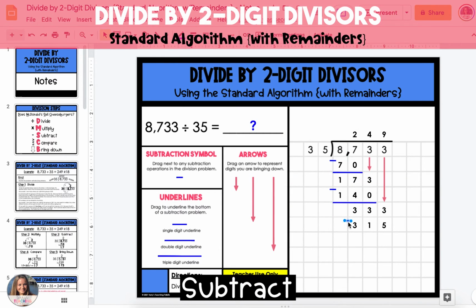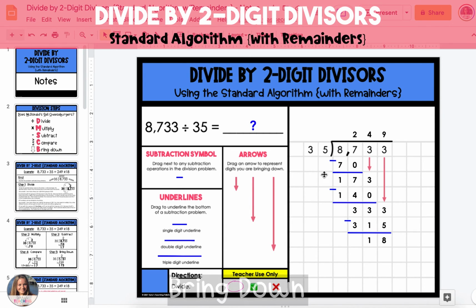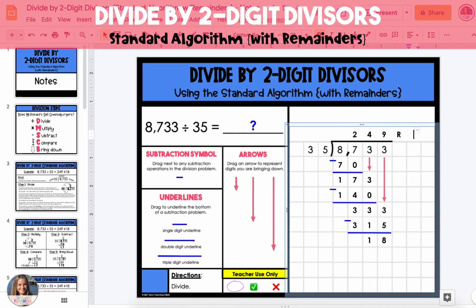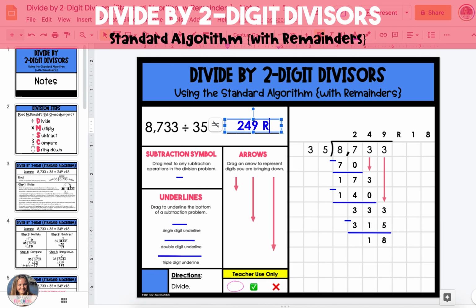Subtract, and 333 minus 315 is 18. Compare that answer with the divisor 35, and 18 is less than 35. There are no more digits to bring down, so the 18 that we have left is our remainder. So the final answer is 249, remainder 18.